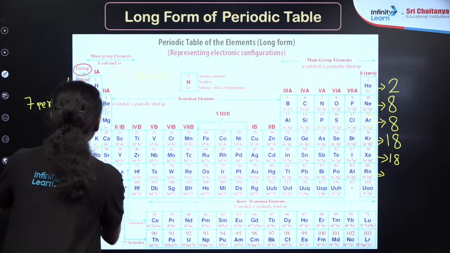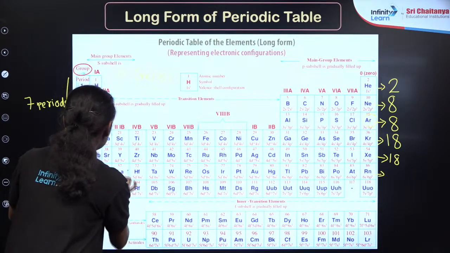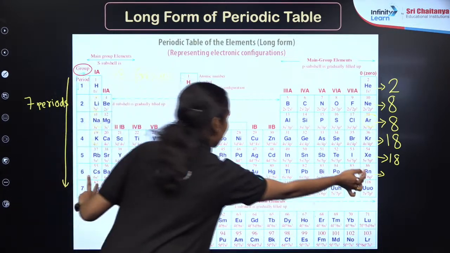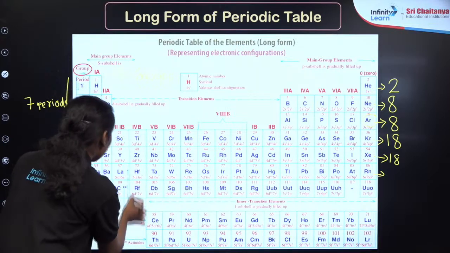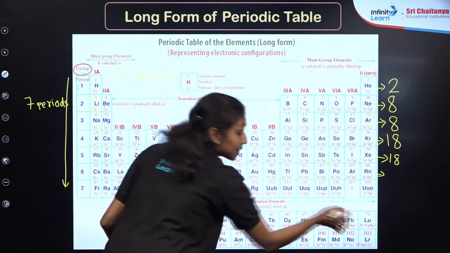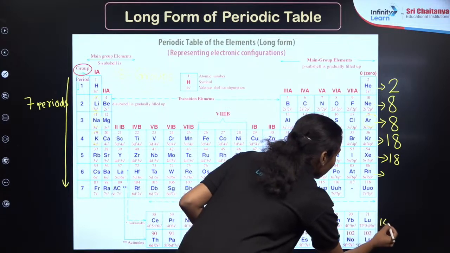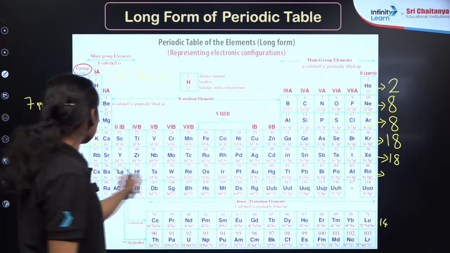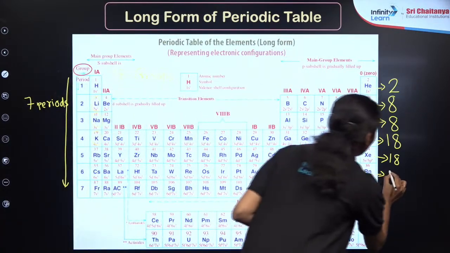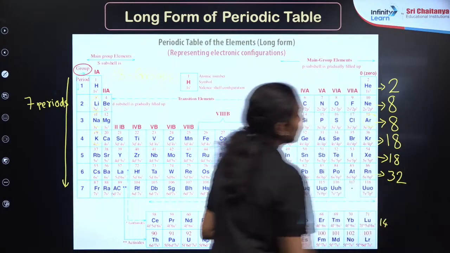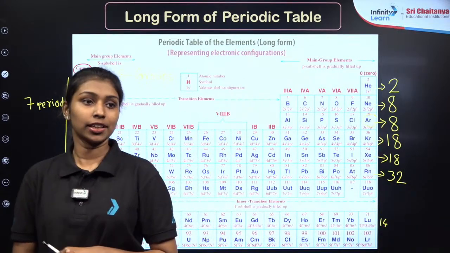Okay, let us check. In the case of the sixth period, these are the elements starting from cesium to radon. Here you can see that after lanthanum, 14 elements are present in the same period, right? In the sixth period, these are the 14 elements present over here. Including these 14 elements and these elements, you will get 32 elements in the sixth period, right? 32 elements in the sixth period. Clear?